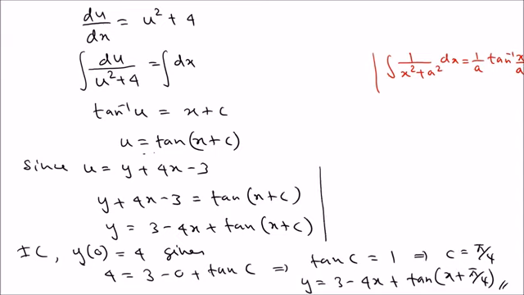But if you need the complete general solution, with all the cases, it's going to be 3 minus 4x plus tan of x plus pi over 4 plus k pi, where k is an integer. So that's going to give you all the cases, because pi is the period of the tangent function. Okay, so you can see that the basic substitution method works very well, and then you could solve the problem.